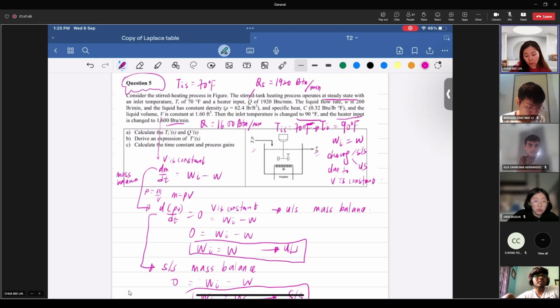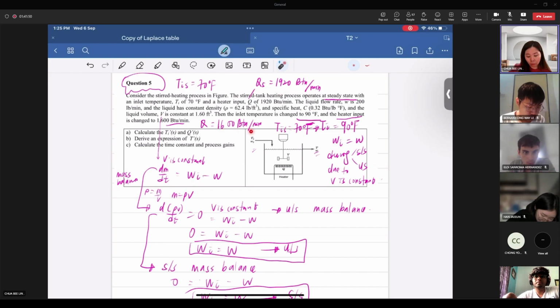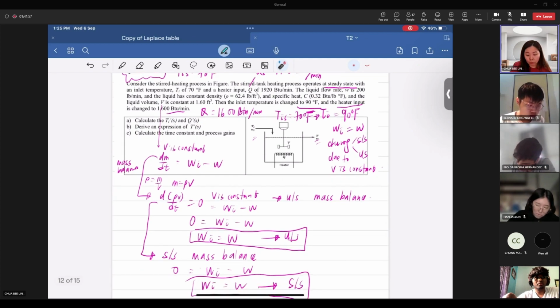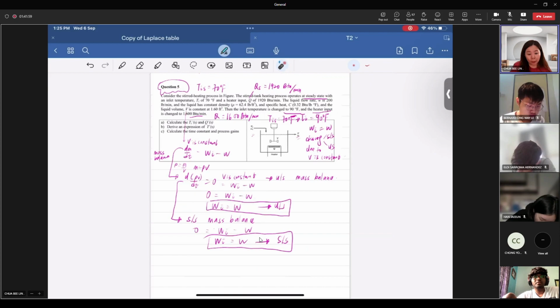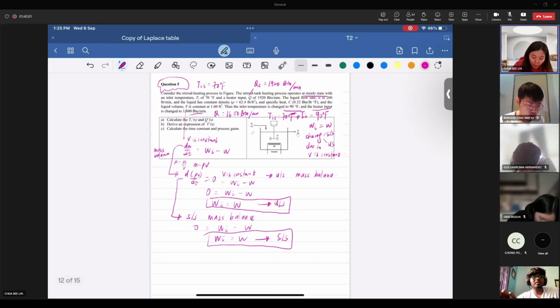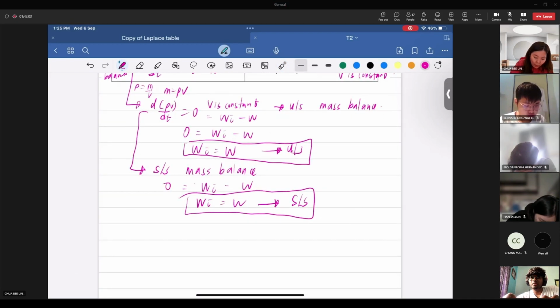So from the value of 1920 decrease to a value of this one. So these are the information given in this question. So we proceed with the energy balance. Unsteady state energy balance will be dE over dt equivalent to E in, rate of energy going in, minus rate of energy going out.